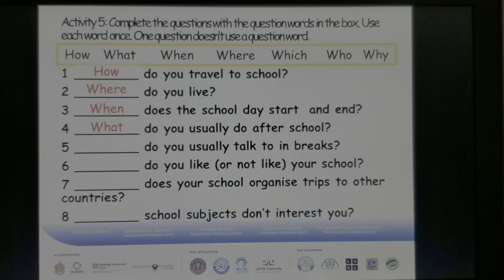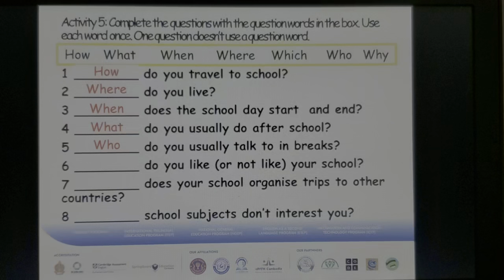What about number 5? Do you usually talk to in breaks? What is it? We have why, who, and which. So the answer is who. Yeah, who do you usually talk to in breaks? When you have break times, who do you usually talk with? Okay, talk to.